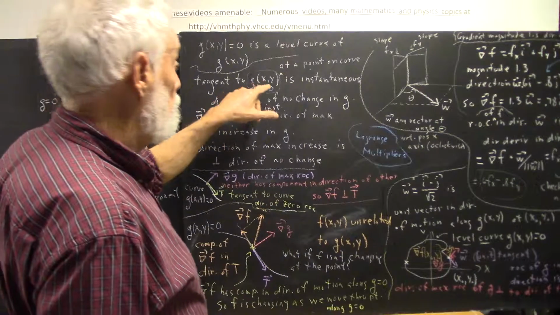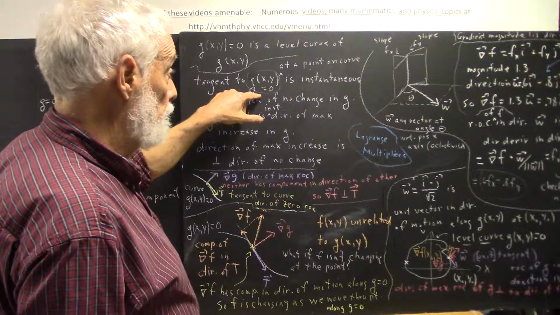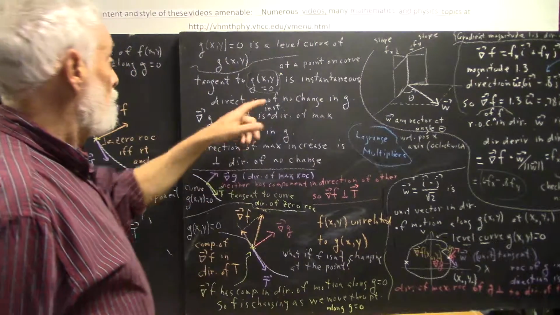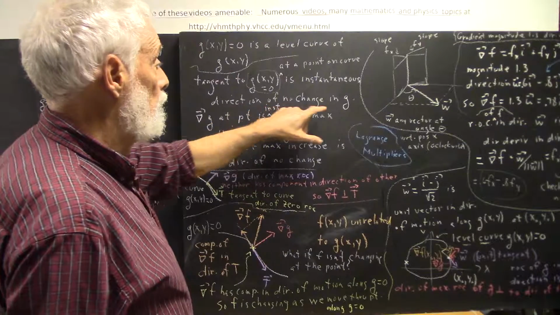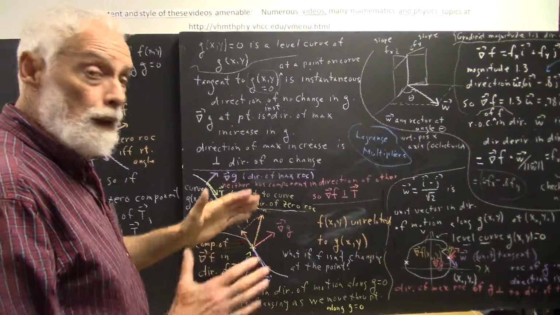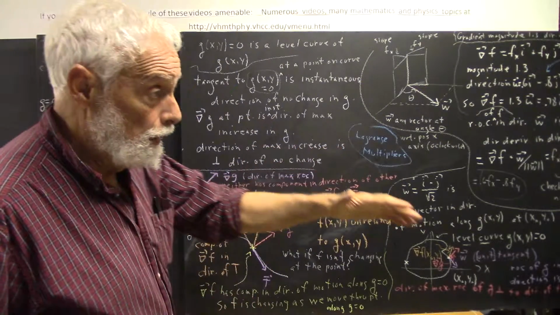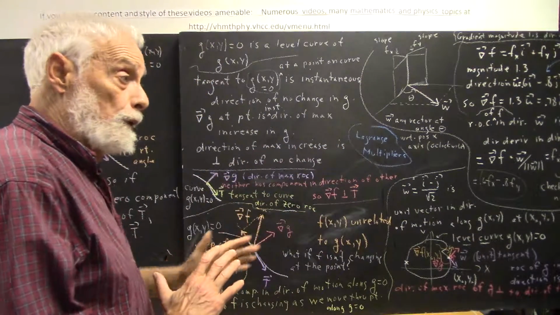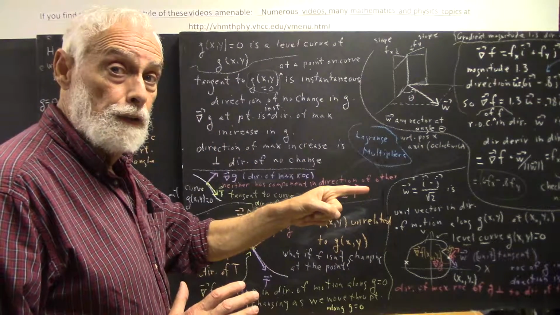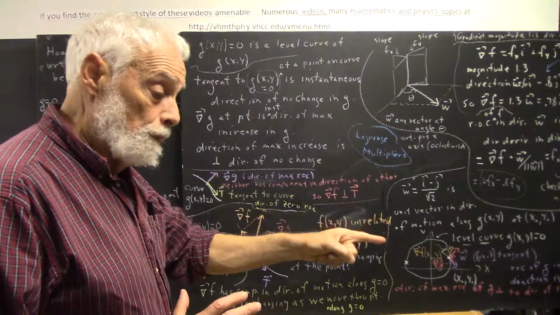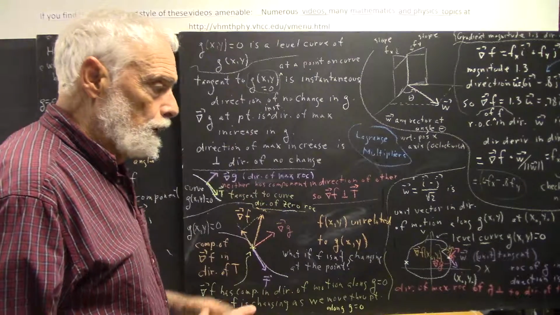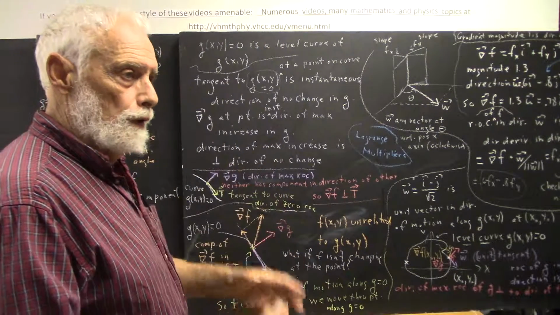Okay, a tangent to the level curve, g of x y equals 0, at a point on the curve is what? It's the instantaneous direction of no change in g. If you have a level curve, the value of the function isn't changing as you move along that curve. So at any point of the curve, your direction of motion is in the direction of the tangent vector. Motion in the direction of the tangent vector is motion in the direction of the curve. The value of the function isn't changing on the curve.